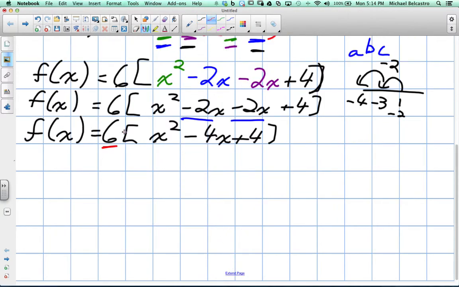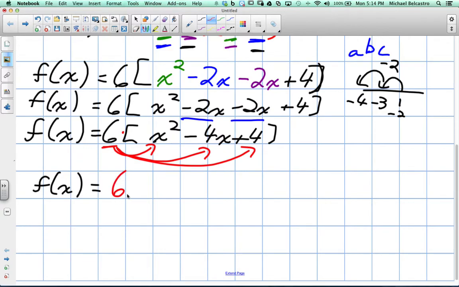Finally, we've done that part. We still have to distribute this 6 to all 3 of the terms. So f of x is equal to, what will 6 times x squared be? 6 times x squared is going to be 6x squared. That's right. What about 6 times negative 4x? A positive and a negative is a negative, and you do 6 times 4. What will that be?